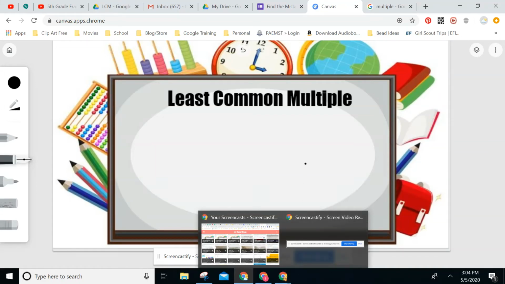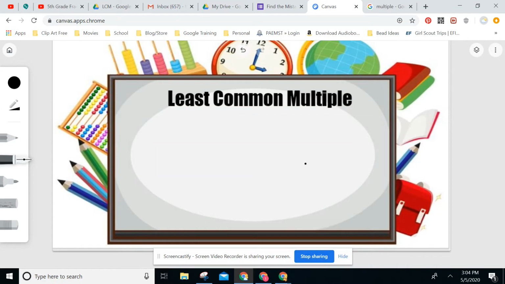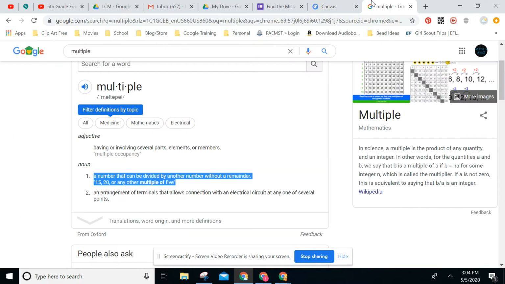Okay, welcome back. As we start working on learning how to add and subtract fractions with unlike denominators, one thing we need to know is how to find the least common multiple. And in order to find the least common multiple, we've got to know what multiples are. If I went over to Google and looked up the definition for multiple, I can see that a number that can be divided by another number without a remainder is a multiple.